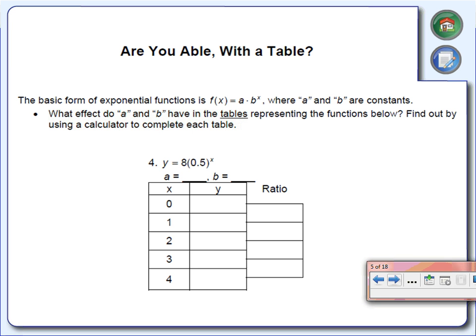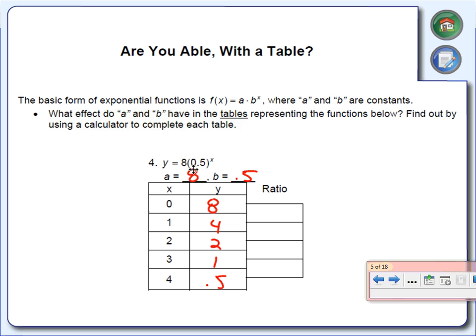All right, number 4, A. What am I going to write down for A? What number? 8. Very good. And B is the 0.5. Okay, let's get the table. Go to your calculators. Type in that function. And what do we get for our y values this time? 8, 4, 2, 1, and then 0.5. All right, so this is what our table looks like.